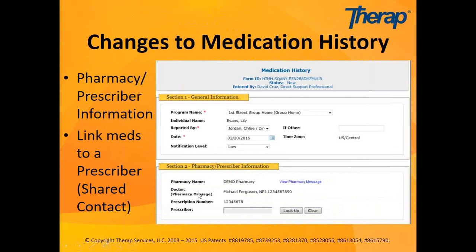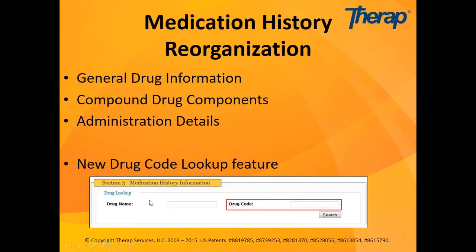You also have a linked doctor in the pharmacy message who will be automatically linked. You can put in prescriber information. You can look that up from your shared contacts, but you also have a prescription number that you can add as well.